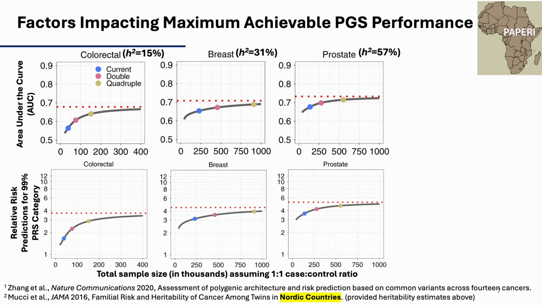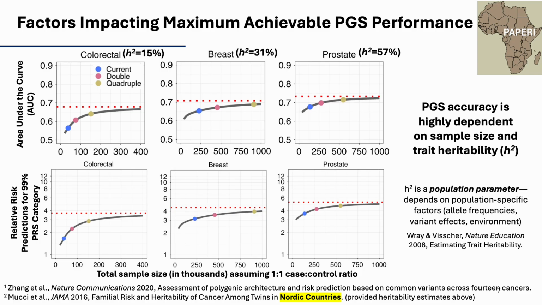That is similarly shown in this figure shown here, where instead of looking at AUC, we're looking at relative risks of disease. And you can see, similar to before, that the higher the sample size and the higher the heritability, the higher the AUC you can achieve for a polygenic score.